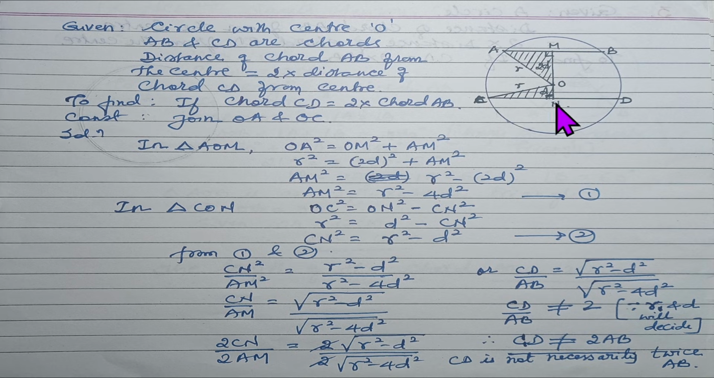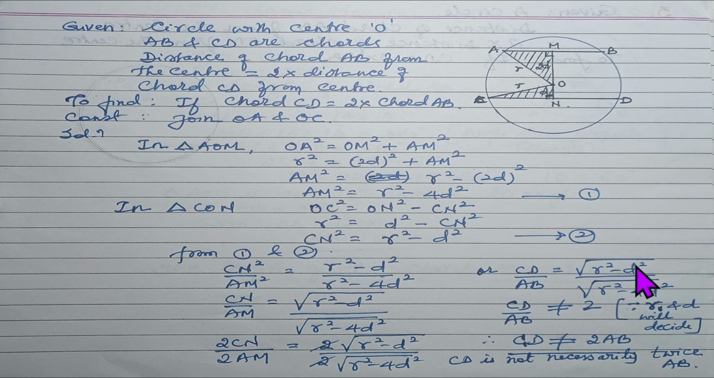Now CN is half of CD, so if I multiply by 2, 2 CN will become CD, therefore I have multiplied both the sides by 2. So 2 times CN upon 2 times AM is equal to 2 times square root of r square minus d square divided by 2 times square root of r square minus 4d square, and 2 cancels there. But 2 CN is CD and 2 AM is AB, so we got CD upon AB is equal to square root of r square minus d square divided by square root of r square minus 4d square.